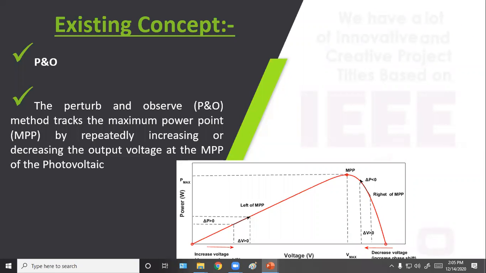In the existing concept, the perturb and observe method is used to track the maximum power point. What is meant by perturb and observe? In the solar PV graph, first the VI graph, the voltage decreases when the current is increasing. So voltage and current are inversely proportional. Here the diagram is the PV graph.